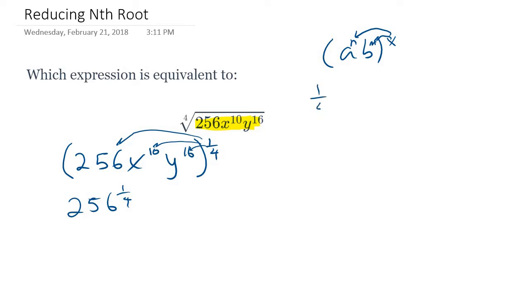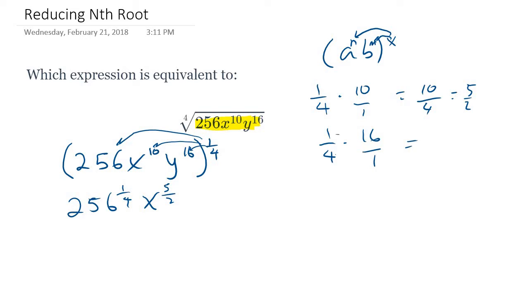1/4 of 10. This is 10 over 1, so 1/4 of 10 is 10 over 4, which is 5 over 2. So the exponent for x is 5 over 2. And then for y, it is 1/4 of 16. Put 1 under that: 1 times 16 is 16, and 4 times 1 is 4, and 16 divided by 4 is 4. So y has an exponent of 4.